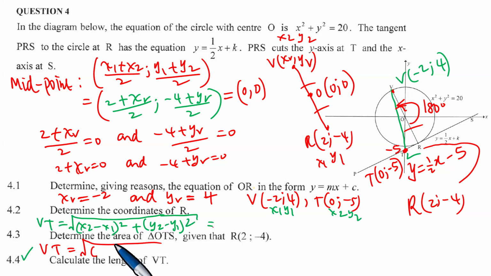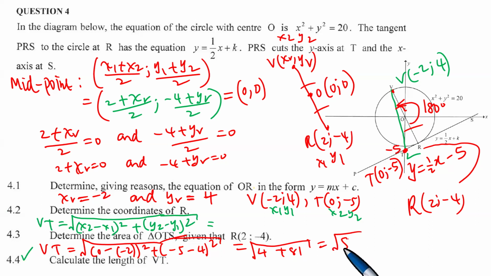What is X2? X2 is 0. What is X1? It's minus 2, squared. What is Y2? It's a minus 5. Y1 is a 4. Okay, you square this, it becomes 4 plus 81, which is exactly 85, the square root of 85. So the length of VT, using the distance formula we substituted into, is the square root of 85 units.